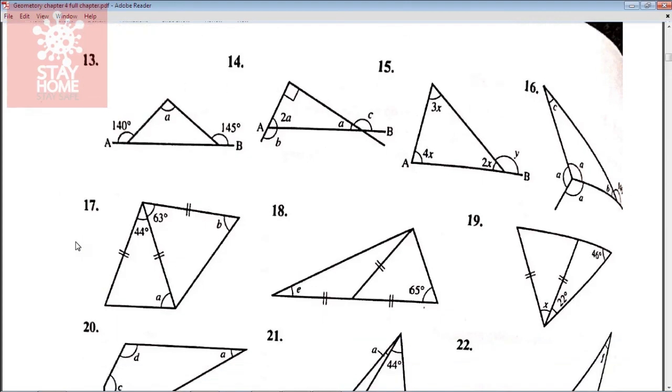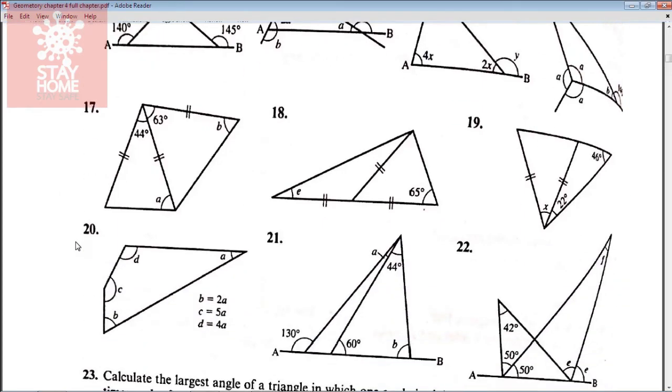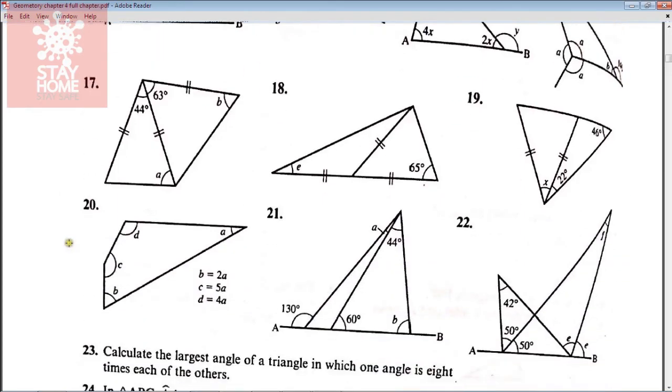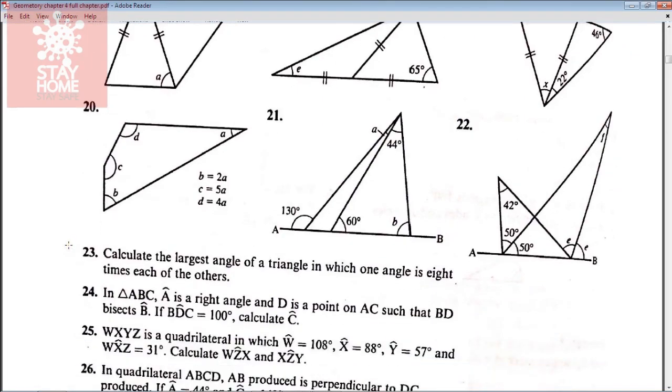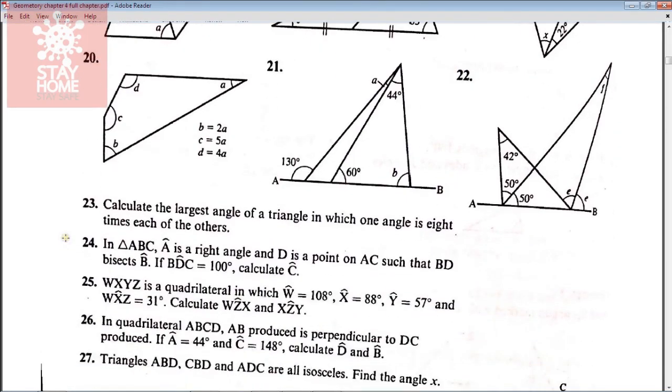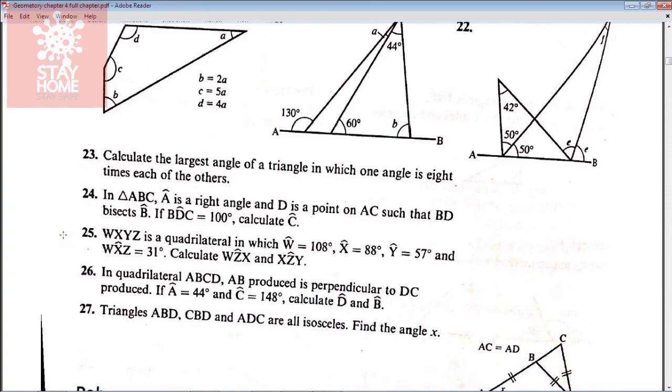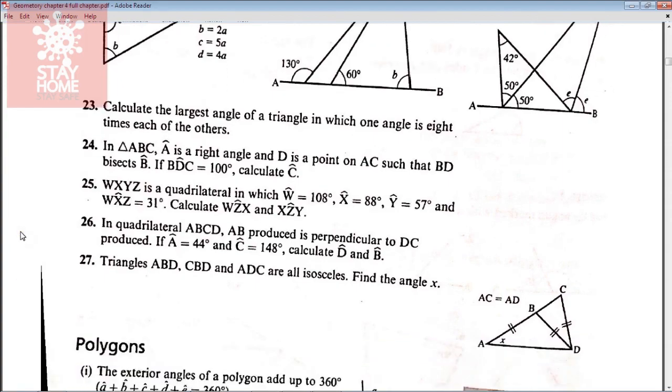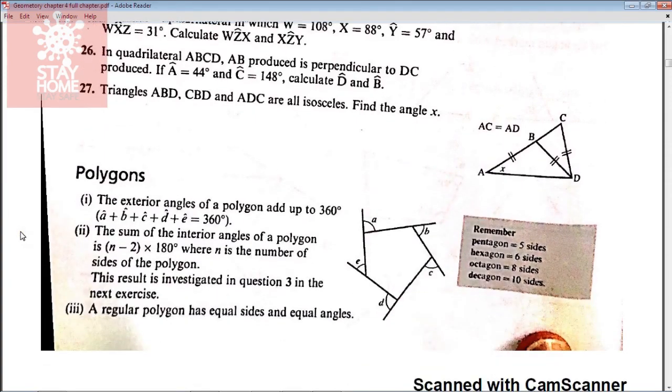So if you feel any problem, we can discuss it in the next lesson. Highlight the questions which you need explained. I'll try to explain those questions on the board. Then the next lesson will be polygons.